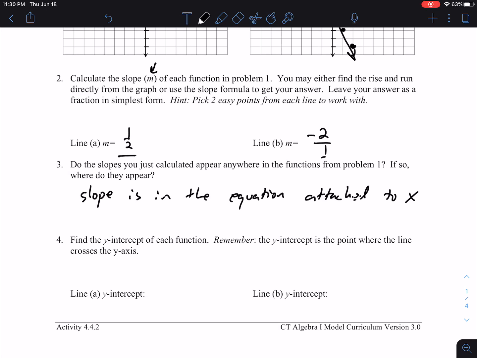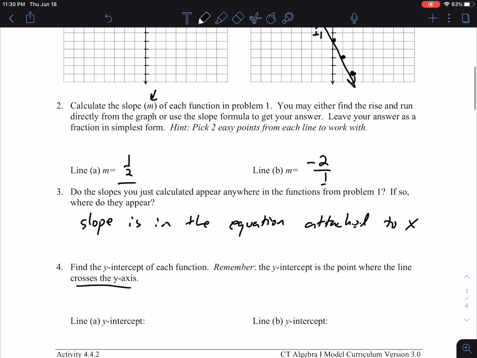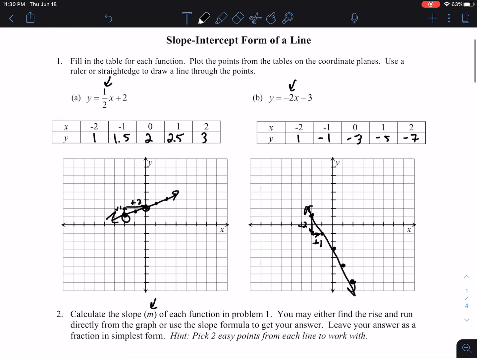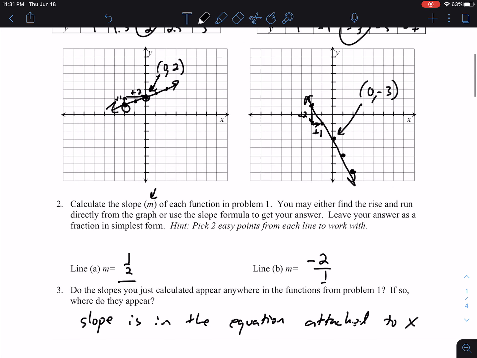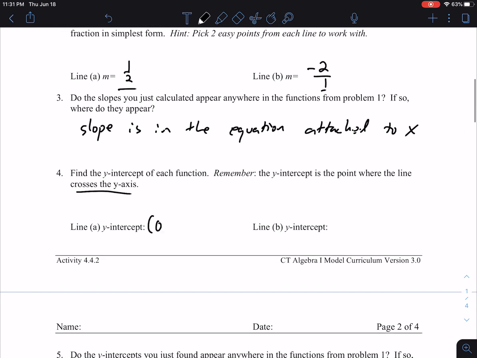All right, now let's do the same thing. We're going to try the y-intercept. Remember, the y-intercept is the point where the line crosses the y-axis. So if I look at that here, I've got the points 0, 2, and 0, negative 3. I could also identify them from my table right there. It's whenever my x is 0 that I get my y-intercept. So it's 0, 2, and 0, negative 3.